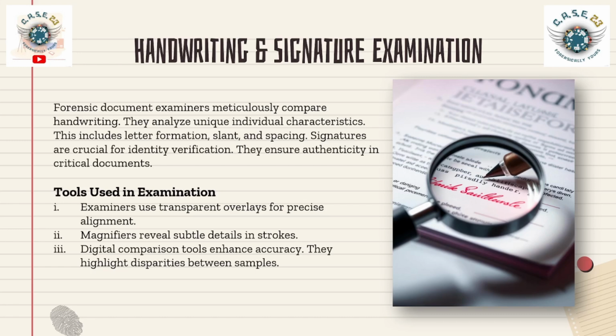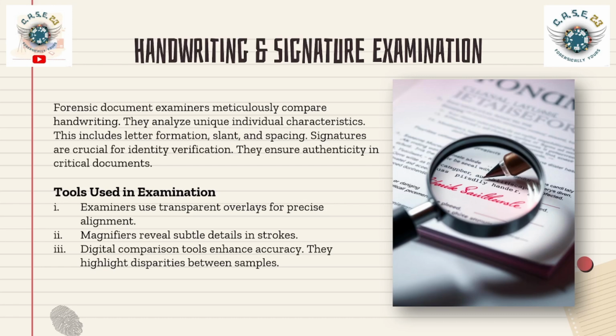Next, let's talk about the tools used in this examination, that is handwriting and signature examination. First is transparent overlays. Now these help compare the questioned and known samples by placing them exactly on top of each other for alignment. Next are magnifying glasses. Now these are the basic things as you have seen in forensic movies or series, especially in CID series. These are generally used to zoom in on small details like the stroke endings, hesitation marks, or line quality.